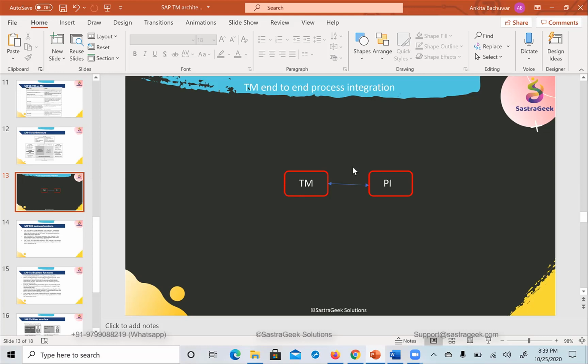If it is that way, then I think you are using the ERP to TM communication via workflow. That's another option which is available for communication. Okay, thank you. WebDynpro is nothing but these FTP protocols, right? Yes.